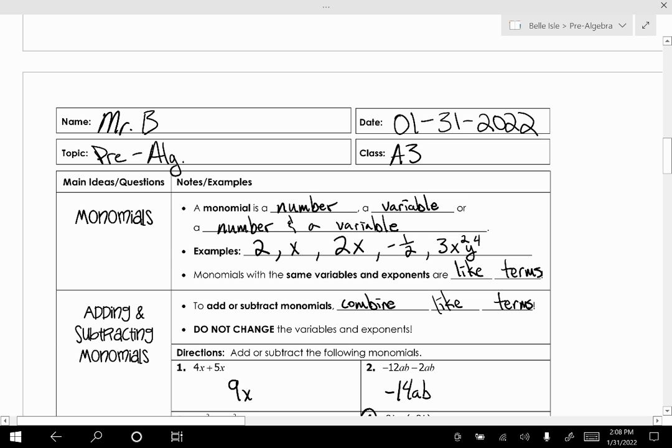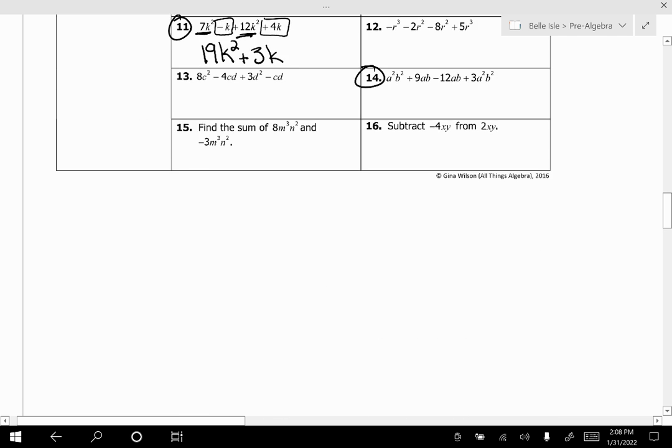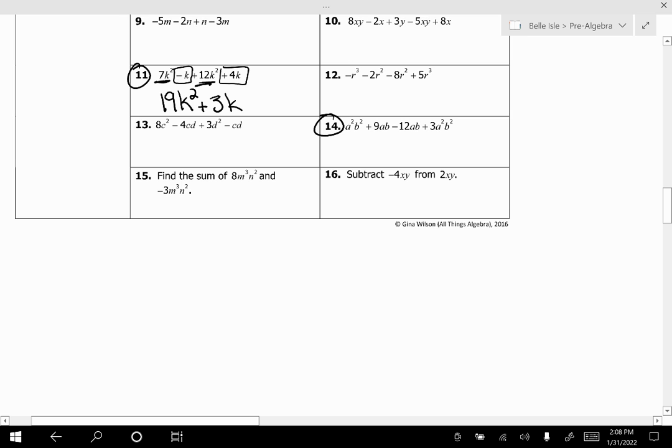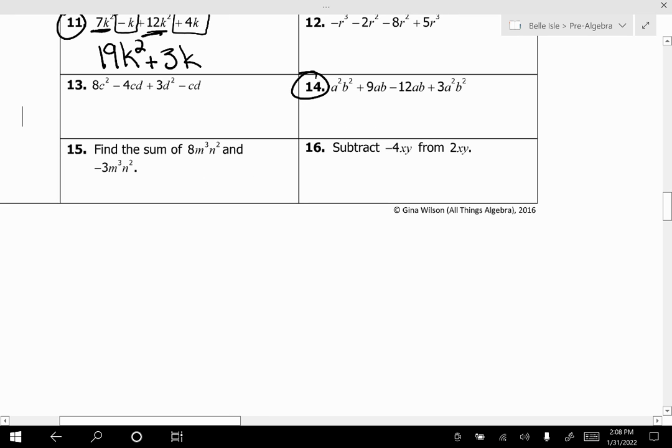Your phone? Yeah. Sure. Okay, let's look at 14. We need to get through this. Y'all are going to have a lot of homework. Okay, a squared b squared, to the a squared b squared, that would be 4a squared b squared. Sorry, this thing just keeps randomly not writing. Okay, there we go. And then we have 9ab minus 12ab should be -3ab.